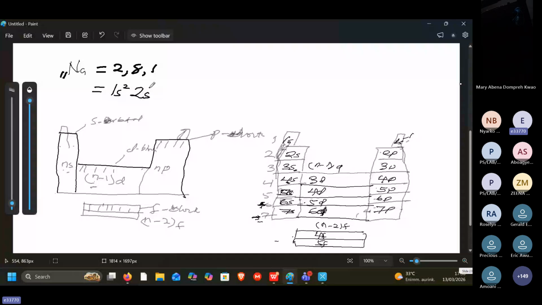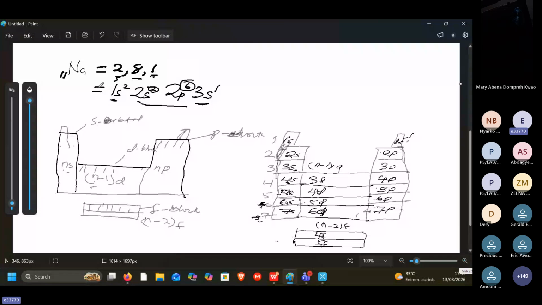Now this is the explanation. On the second energy level, we have 8 electrons there, 6 plus 2 is 8. On the first energy level, we have 2 electrons. Then on the third energy level, we have just 1 electron. So this is how we write electronic configuration. So it has to do with the number of electrons.